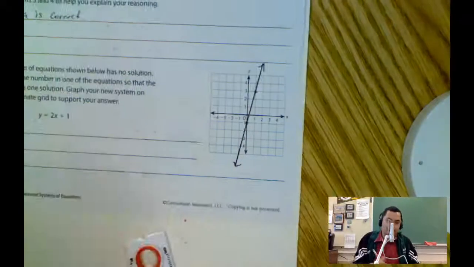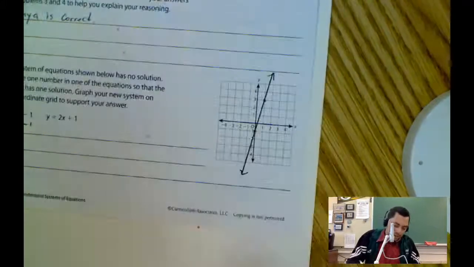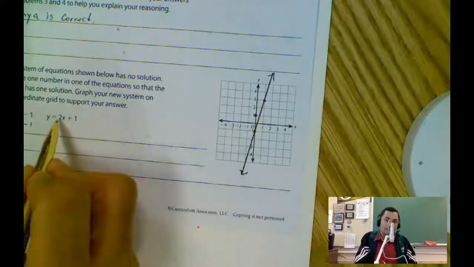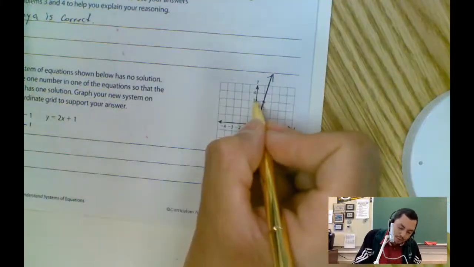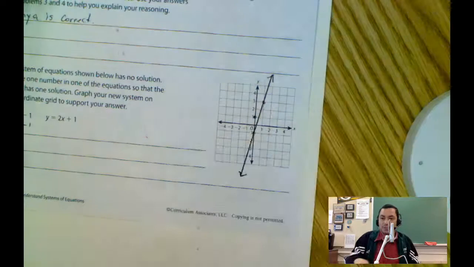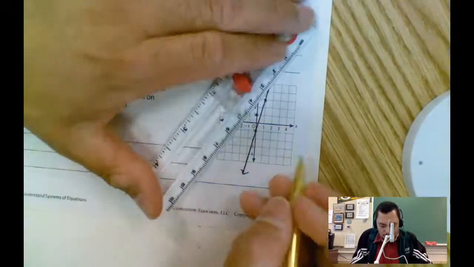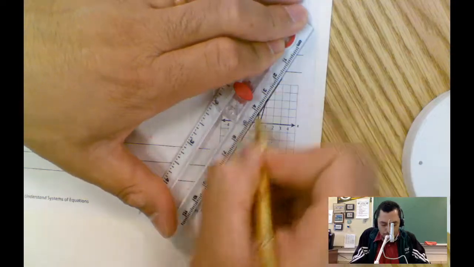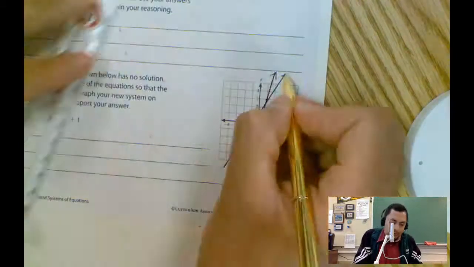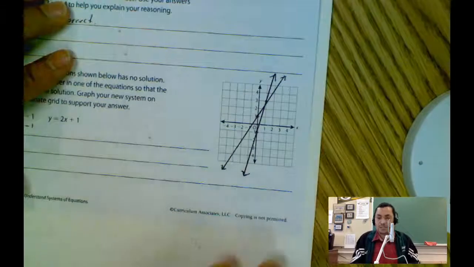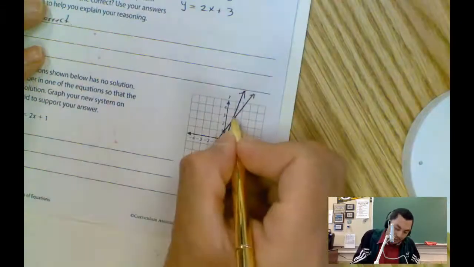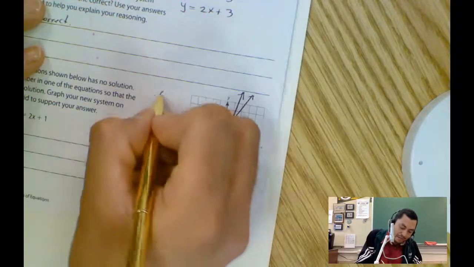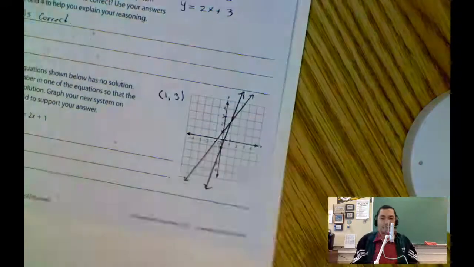And now I'm going to graph the second one, y equals 2x plus 1. I'm going to start with 1. That's the y-intercept. And then I'm going up 2 units, 1, 2, to the right 1. Let's see where they're going to intersect. So if I graph these two, those two lines are going to intersect each other. Where? At this point. Where's this point? 1 and 3. That's going to be your solution.